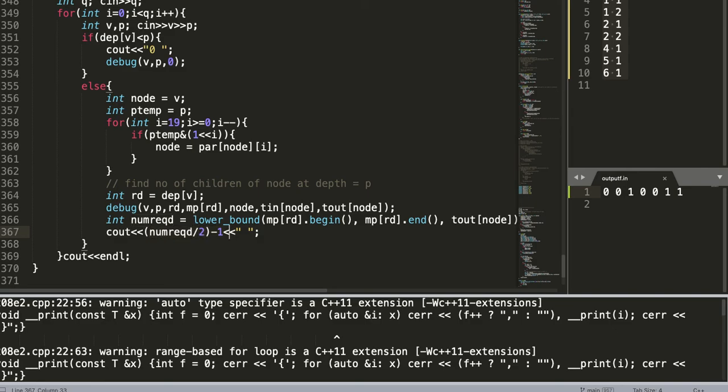Yeah, so this was a good problem. I read about binary lifting today, and this was a good problem to implement.